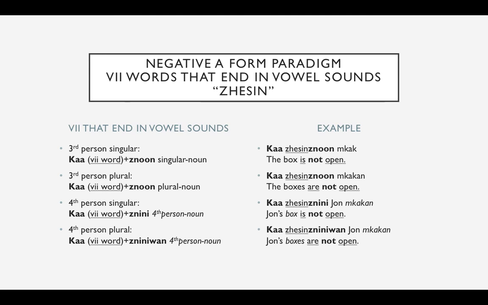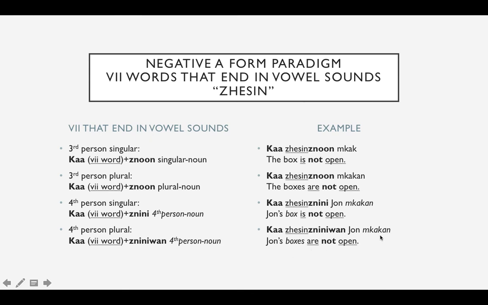Moving on to our fourth person sentences. Ka jesin znine John mkakan. John's box is not open. Ka jesin zninewan John mkakan. John's boxes are not open.